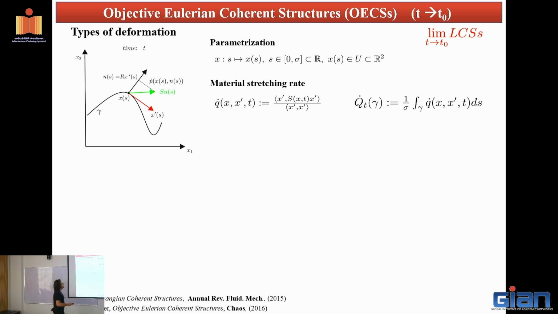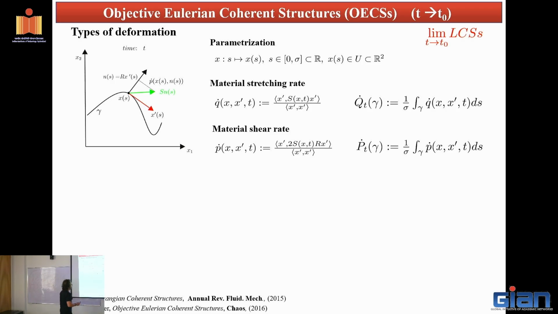Okay, so then you do the same and you compute the average material stretching rate on a curve, which is Q. In this case, you're calling it Q dot because this Q dot is really the stretching rate. So this dot is just to account for the fact that this is a stretching rate. It's not really stretching. And so this is one particular metric of deformation.